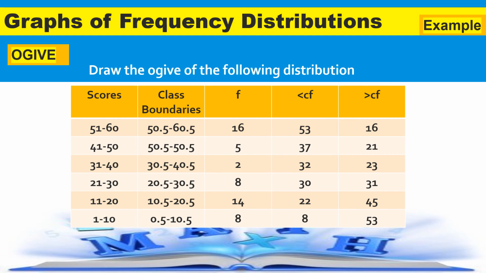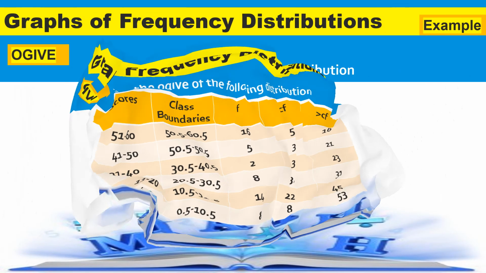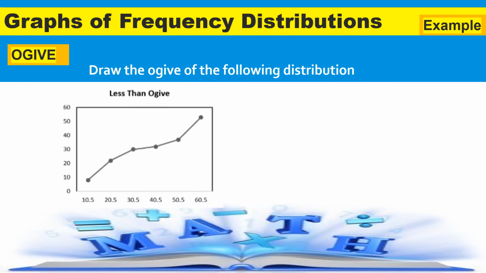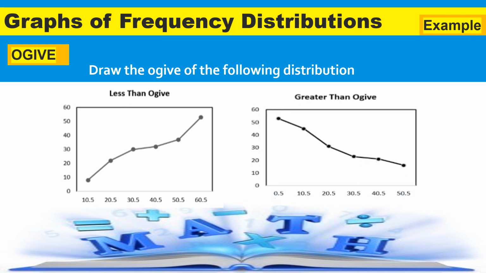So let's graph. For the less than ogive, we have here 0 to 60 and then from 10.5 to 60.5. And then for the greater than ogive, we have 0 to 60 and then 0.5 to 50.5. So for the less than ogive, the line graph goes continuously up. And then for the greater than ogive, it goes to the left.